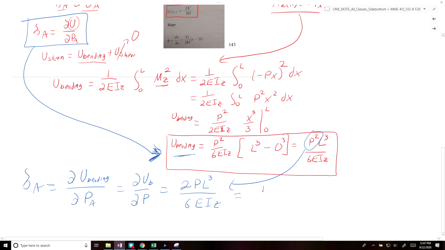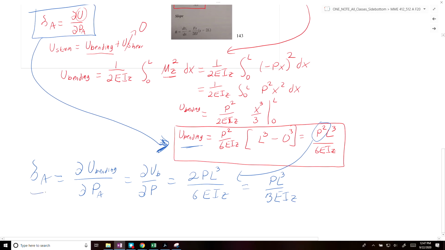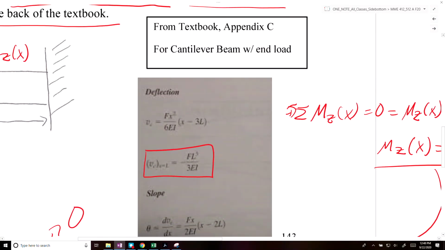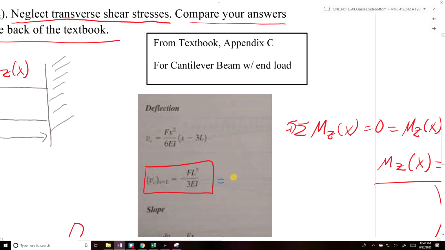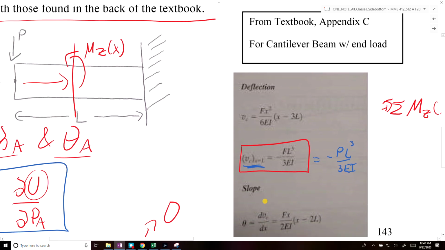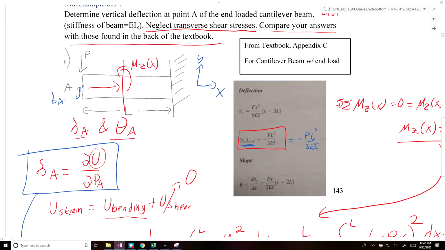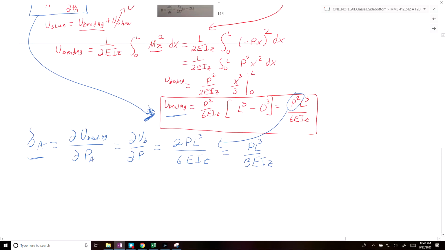Alright, so if we do all that through, we end up getting our displacement at point A is going to be equal to PL cubed over 3EIz. Okay, and our displacement is going to go along the direction that our force is being applied here. Right? So if we compare it to the displacement here at this point, this is equal to minus PL cubed over 3EI, which makes sense that our displacement should be going down or going along the negative y-axis. Okay, so our delta A should be going along the negative y direction. Okay, so all right, so that makes sense. Our value matches the solution in the back of the textbook.